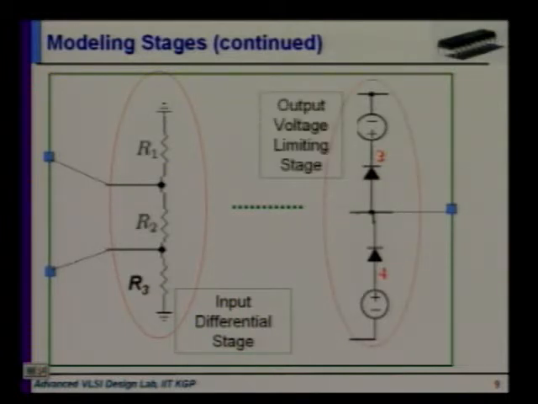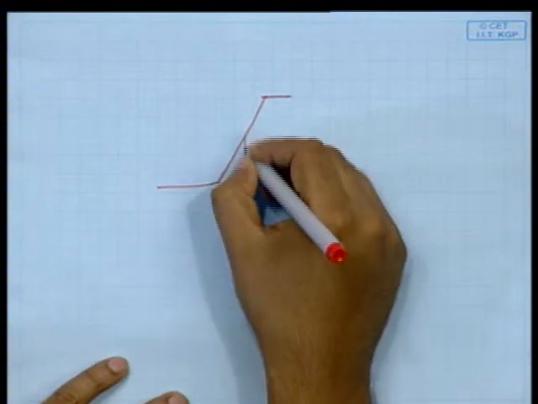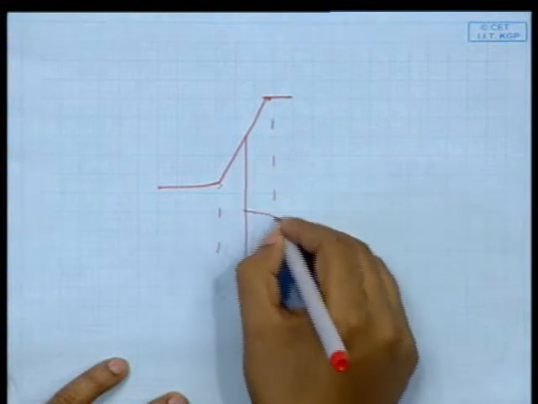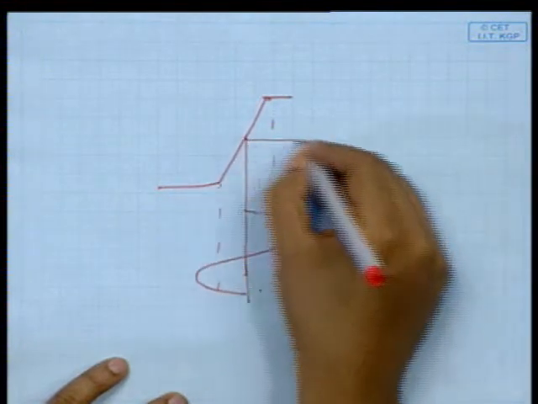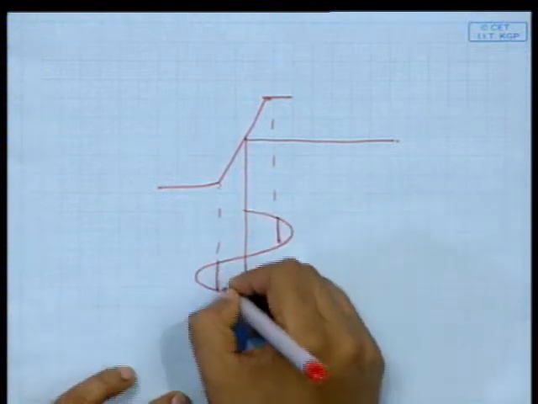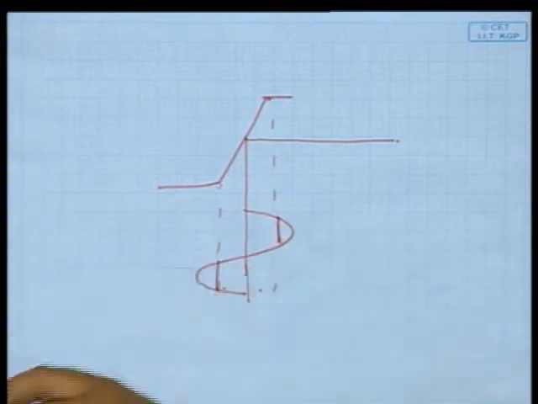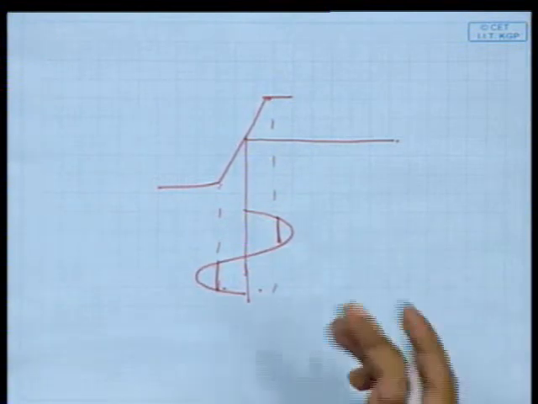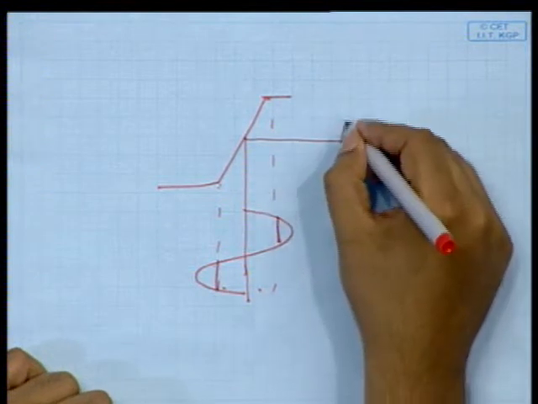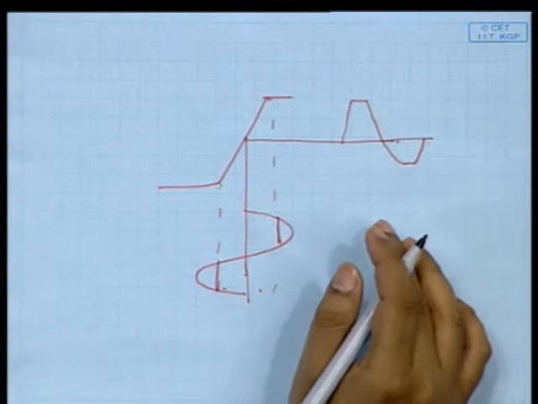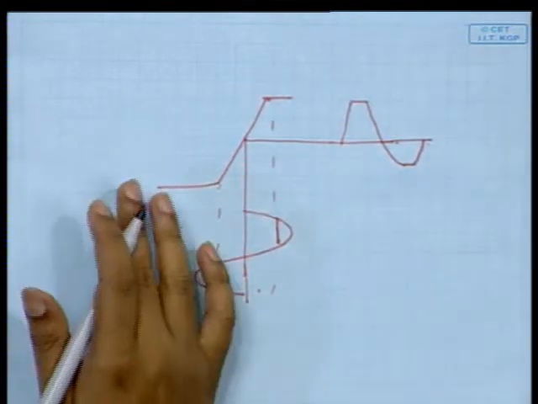And this is the output voltage limiting stage. Suppose your transfer function is like that. So these are your clipping points, your ICMR, up to which range your op amp is operating in linear mode. Accordingly you will get this kind of response. This is the output voltage limiting stage.